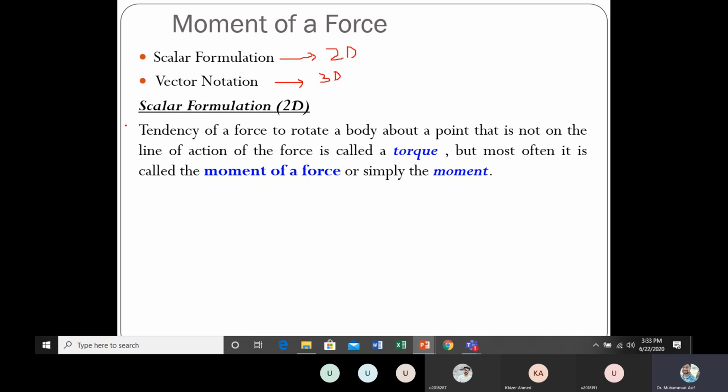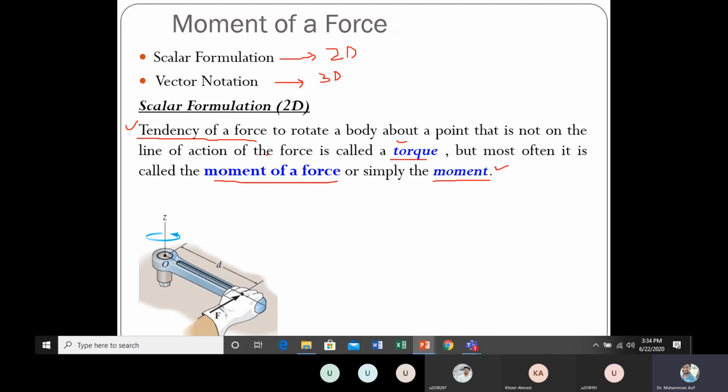Now, let's start from the definition. The moment of a force, as you already studied in high school, is basically the tendency of a force to rotate a body about a point that is not on the line of action of the force. We also call this a torque, but most often it is called the moment of a force or simply the moment. You can use any of the three terms: torque, moment, or moment of a force. So that's the main concern in this chapter, the moment.